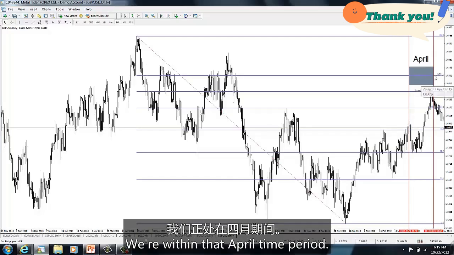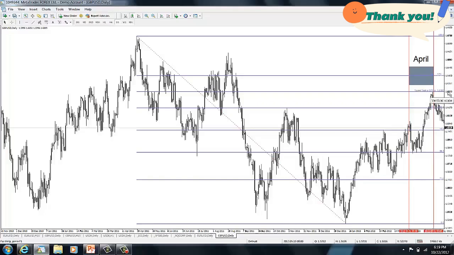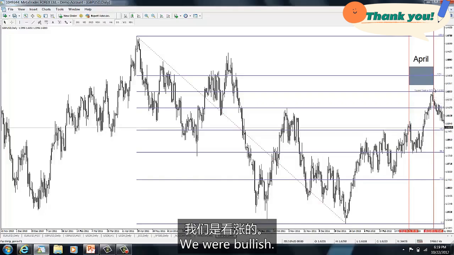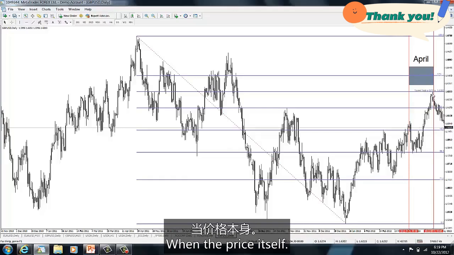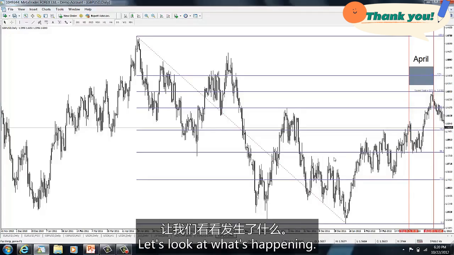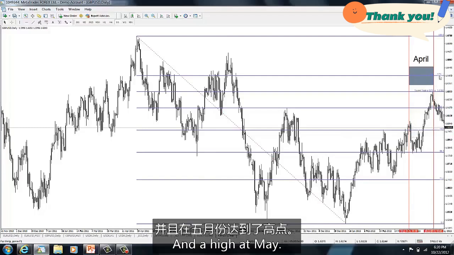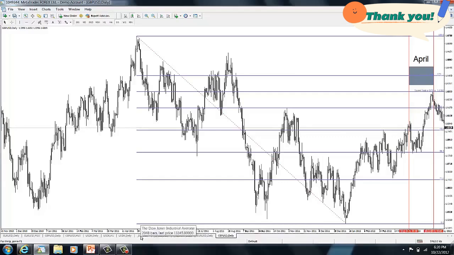We're within that April time period for seasonally expecting a decline. Okay, we went up into a higher time frame implied resistance level. We're at a figure, 163. Okay, so even though we were bullish compared to the fiber comparably, we are still within a time frame where the price itself should be running out of steam. And when we get to these levels like this, so far deep into a retracement of these price swings, you've got to expect some weakness. So now let's look at what's happening here also. We have the high at April and the high at May, higher in the cable. Let's go back to the dollar.